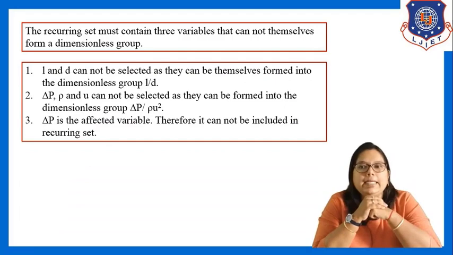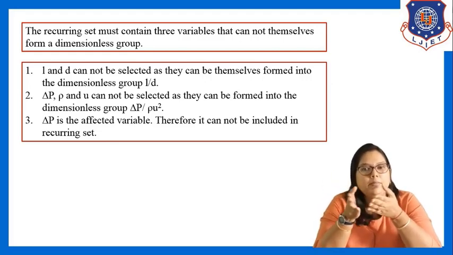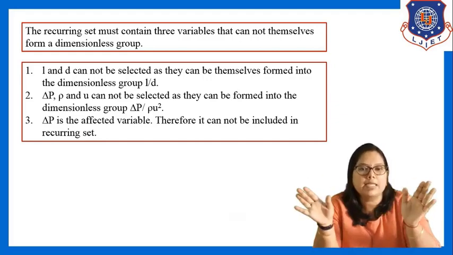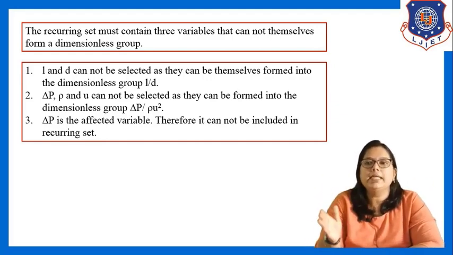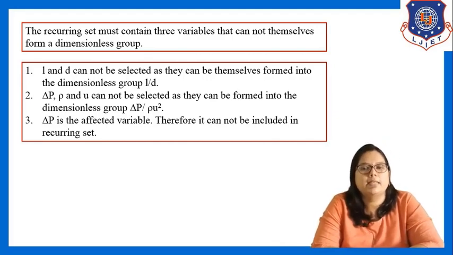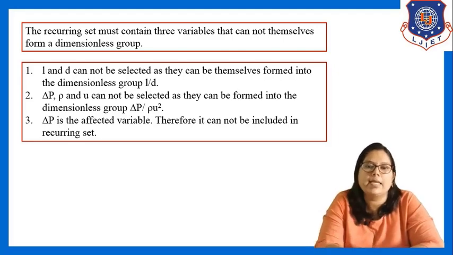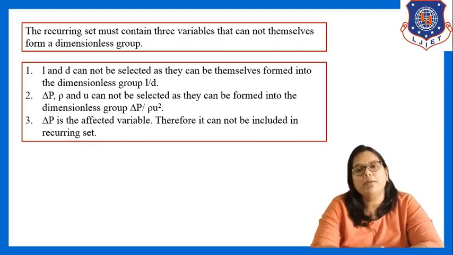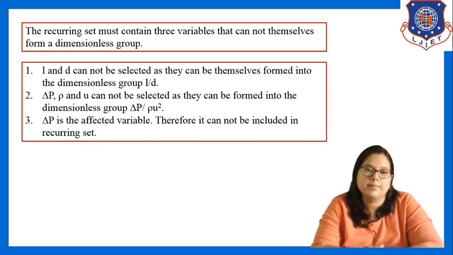See, L and D cannot be selected as a recurring set because they themselves form a dimensionless group. L by D, meter and meter, that means it forms a dimensionless group. So L and D we cannot select as a recurring set. Delta P, rho and U cannot be selected as a recurring set because they also form a dimensionless group. How? Delta P upon rho U square is a dimensionless group, so we cannot select it in a recurring set. Delta P is the affected variable. In the recurring set, the affected variable, which is delta P, is also not selected.